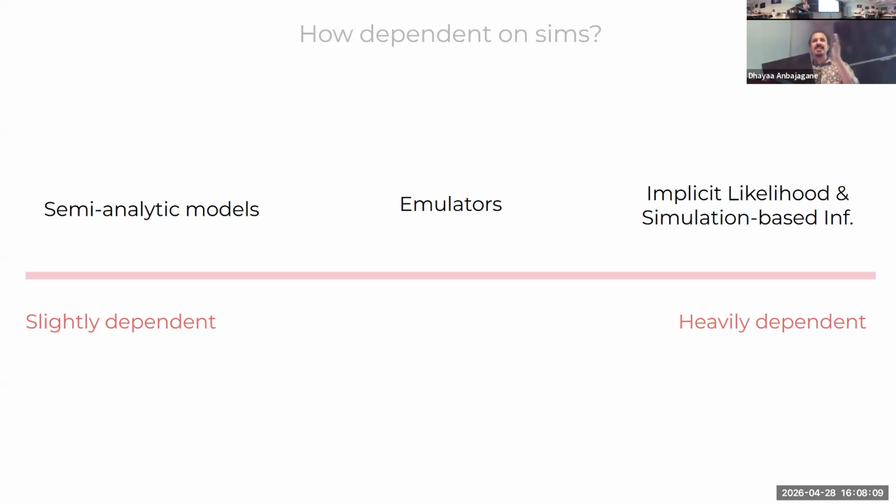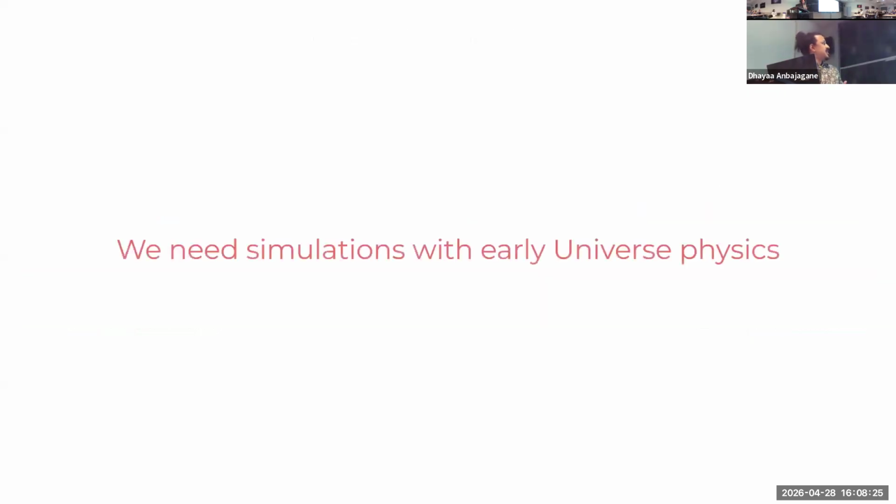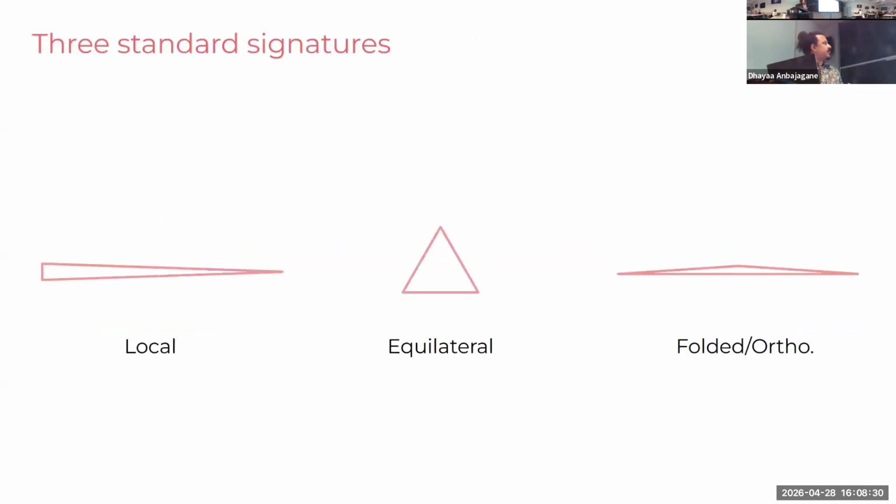But even in that case, you still need to know to what extent, to what scale you can trust your analytic theory. And so you need simulations for that as well. So you really can't get away from this fact that you require some numerical simulation of these kinds of models in order to do any analysis on these data sets. And so we need simulations that have these early universe physics in them.